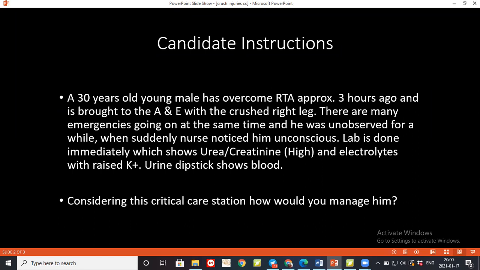After assessing the breathing status, I'll check the central tracheal position and the chest expansibility. And after assessing the breathing status of the patient, I'll quickly go for the circulatory status.